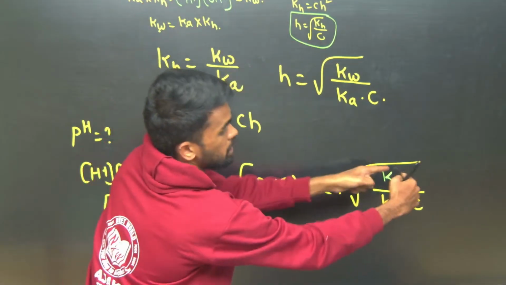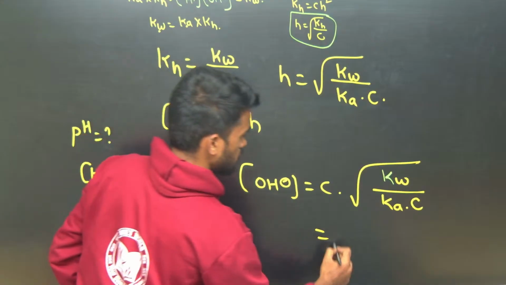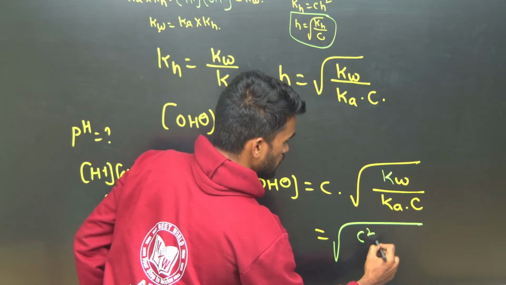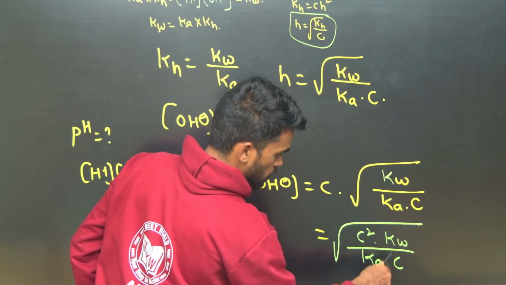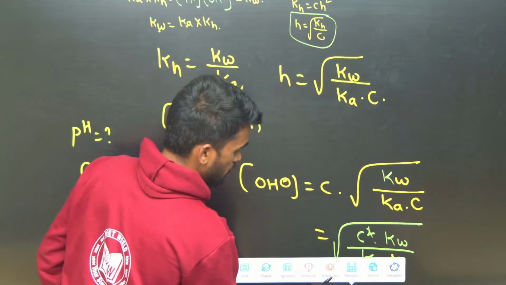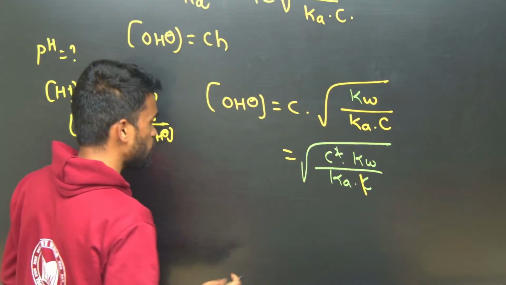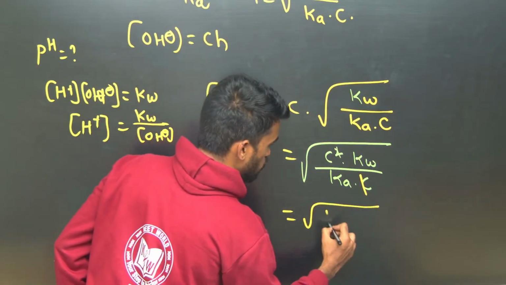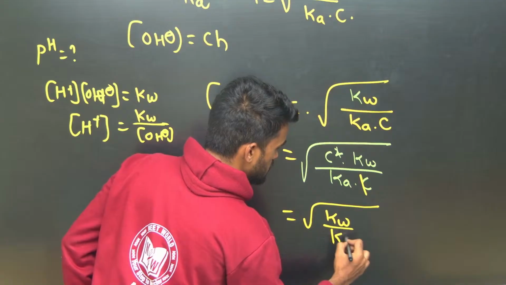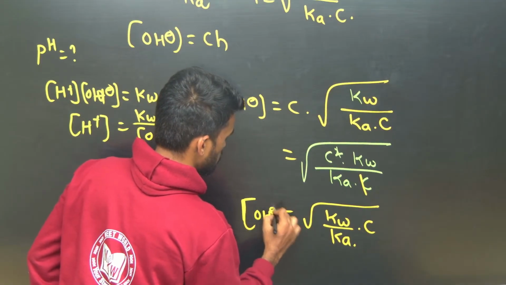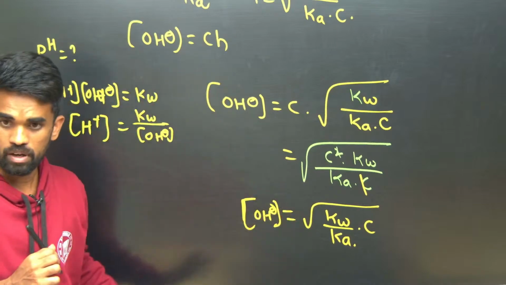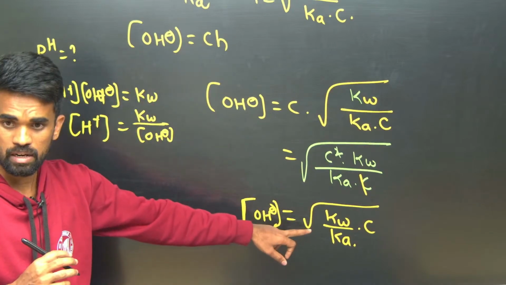So write it inside. What happens? Under root C square Kw by Ka into C. So I can remove this. So what do we have finally? I will give the final equations and how to remember them also, no worries. But this derivation is also important here. Or we can write under root Kh into C. This is the final equation we got.